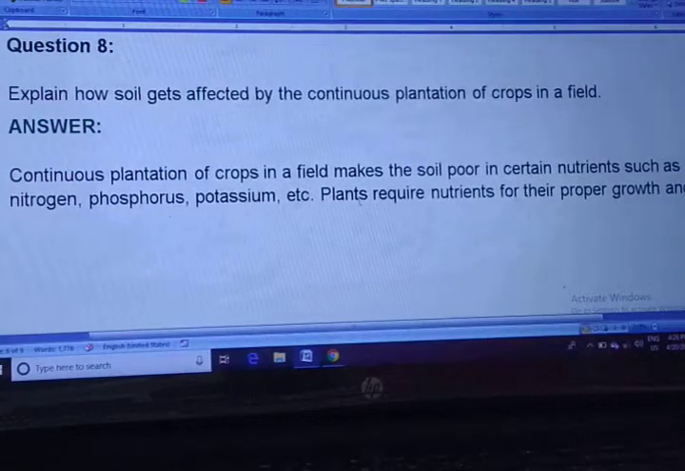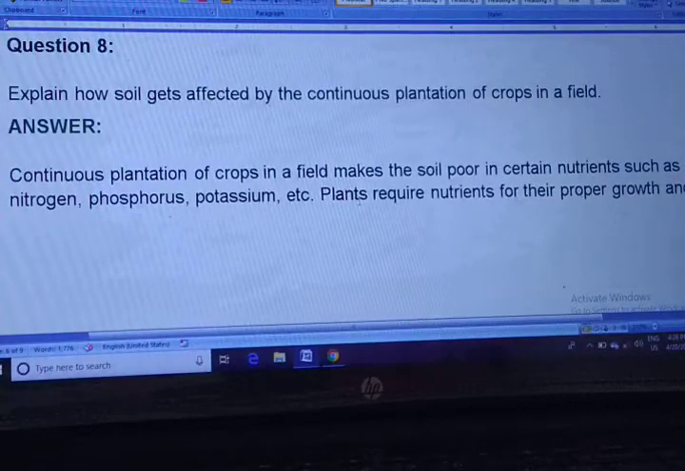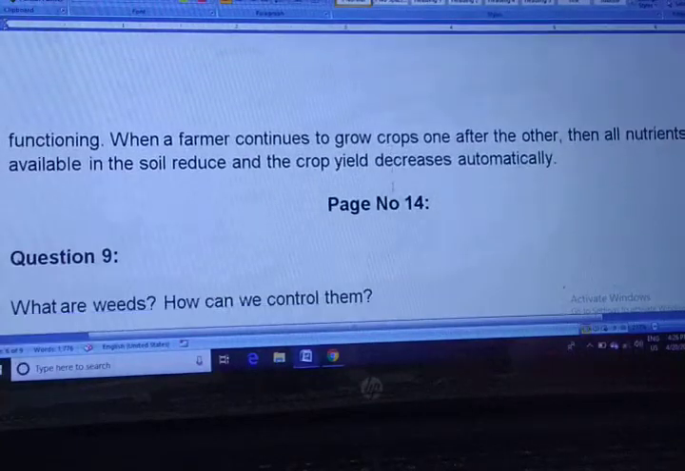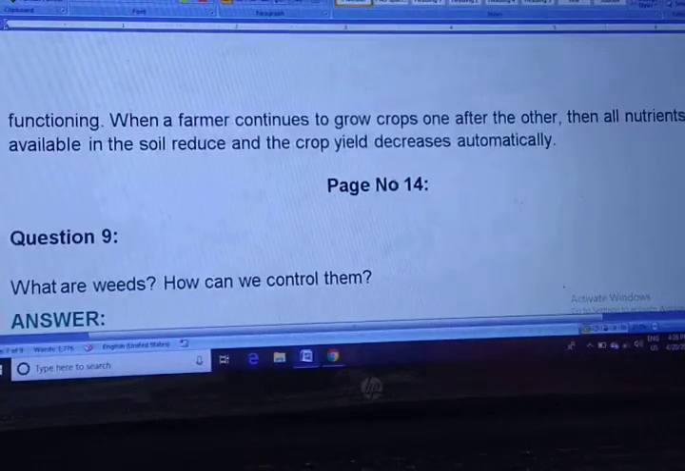Now you can see question number 8, how soil gets affected by the continuous plantation of crops in a field. Continuous plantation of a crop in a field makes the soil poor in certain nutrients such as nitrogen, phosphorus, potassium, etc. Plants require nutrition for proper growth and functioning. When a farmer continues to grow crops one after another, then all the nutrition available in the soil reduces and crop yield automatically decreases.